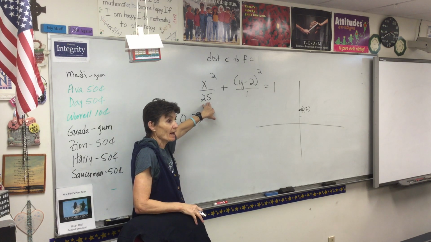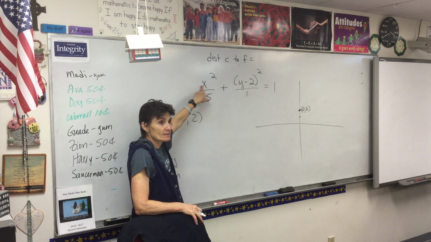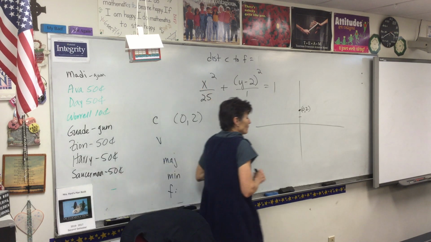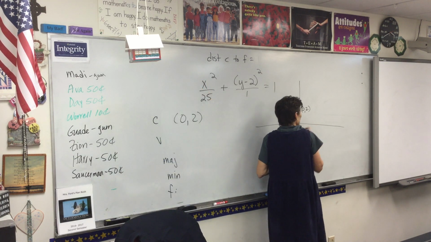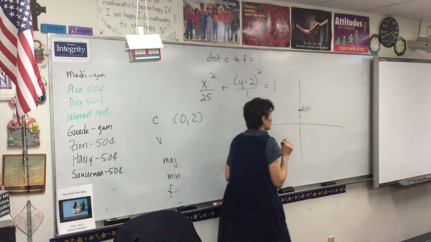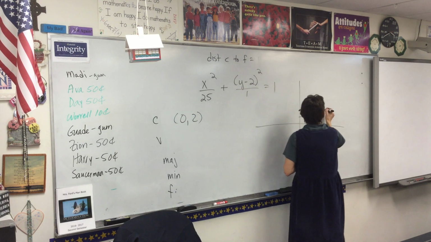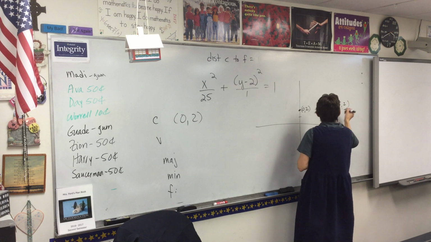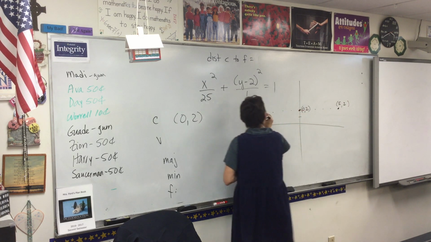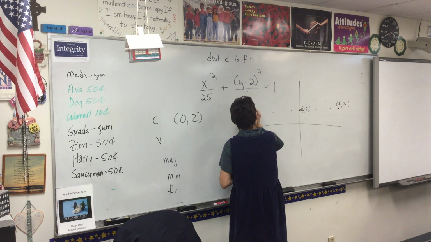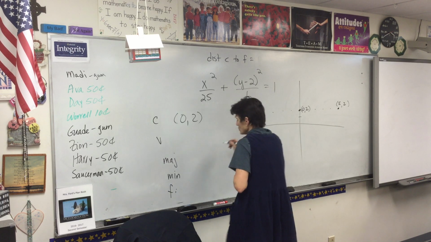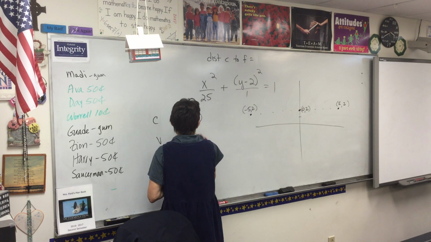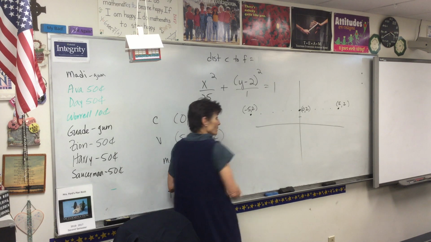This is a 25 under an x. So what does that tell me to do? Go right 5. Okay, so side to side 5, right? 1, 2, 3, 4, 5. That's (5, 2). And 1, 2, 3, 4, 5, which is (-5, 2). So my first two vertices are (5, 2) and (-5, 2). Is everybody okay with that?